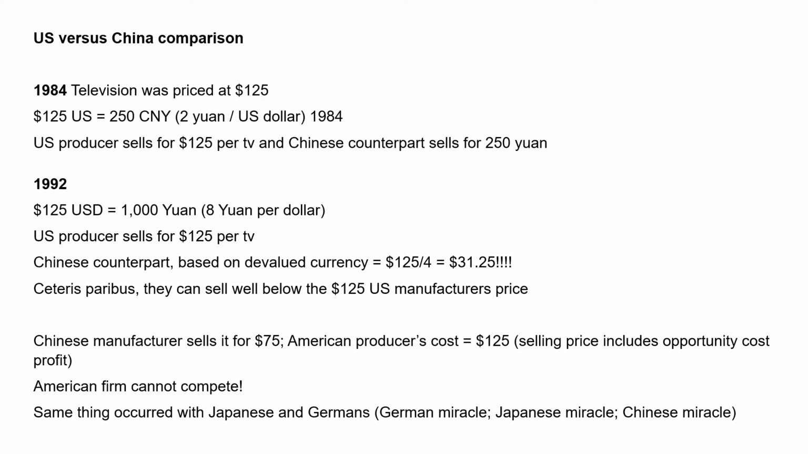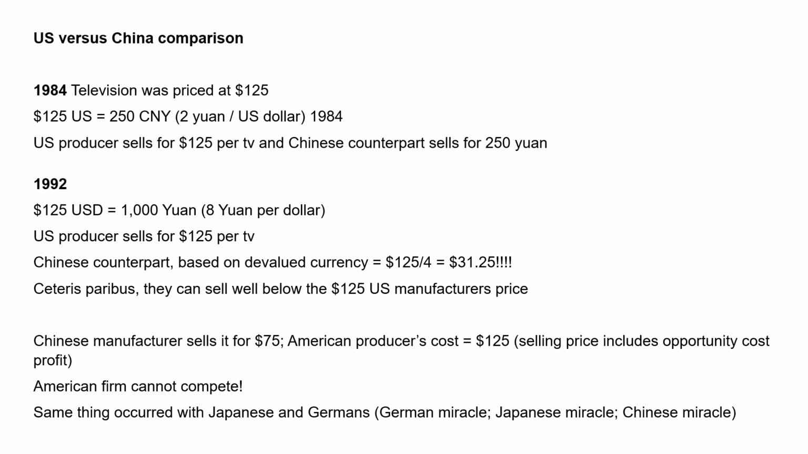So the US producer sells that same television set for $125 per TV, and the Chinese counterpart, based on the devalued currency, can sell it for $125 divided by 4 because of the exchange rate, which equates to $31.25. So all else equal, the Chinese seller or producer could sell at $31.25, which would equate to the $125 for the U.S. So the takeaway is, again, ceteris paribus, they can sell well below the $125 U.S.